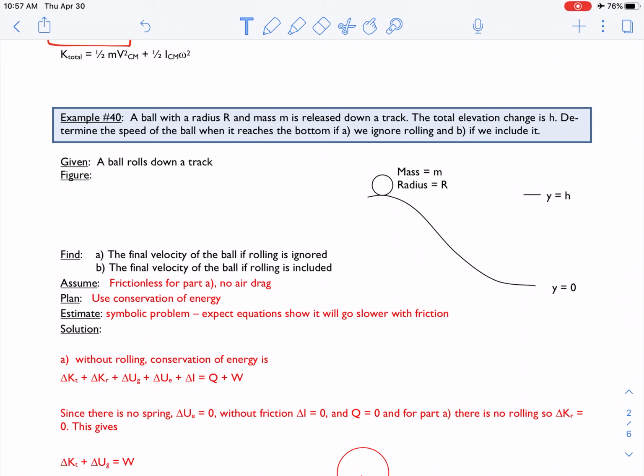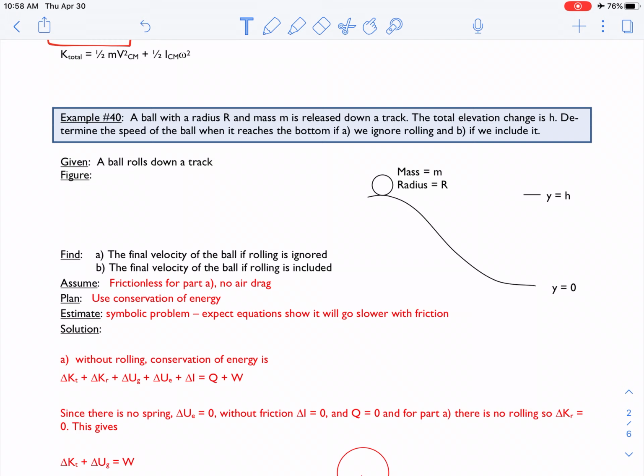So this is a symbolic problem, and we don't really have any numbers. But what we can say is that in the first part, since we are ignoring the rolling, it's just going to slide down, compared to part B where there is rolling. The initial energy, you can see it on the figure, is only potential energy because the object is not moving, not translational, not rotational. There's no motion initially. So there's pure potential energy right now, and that will be used to move the object linearly and also rotationally, if there is a rotation.